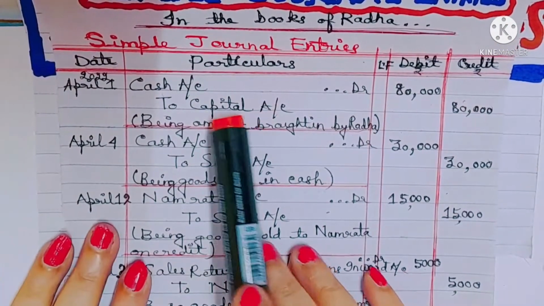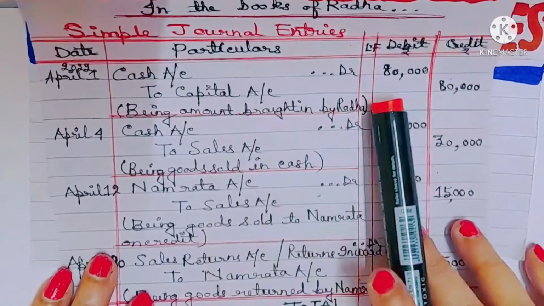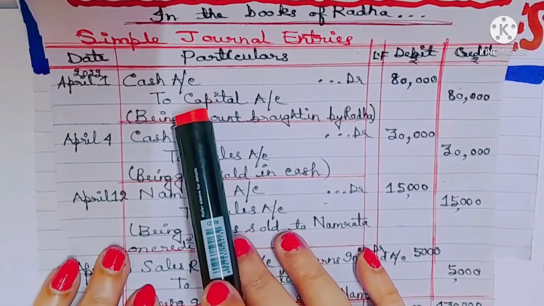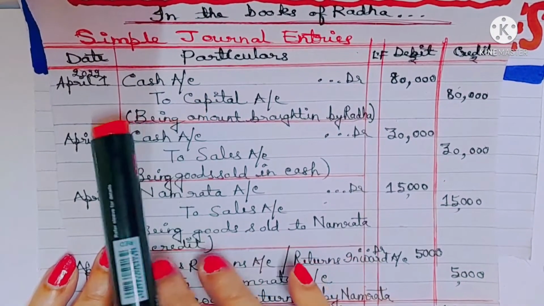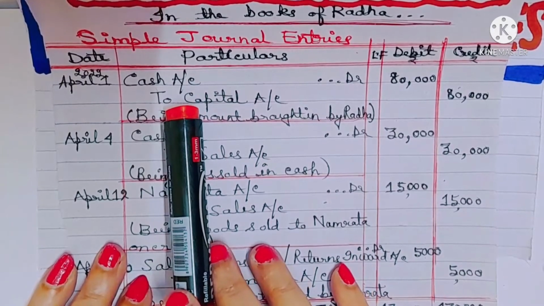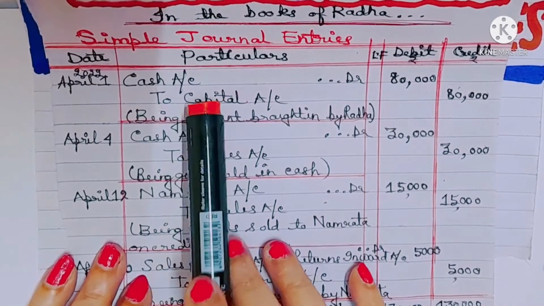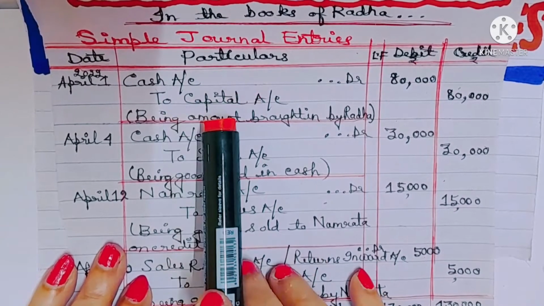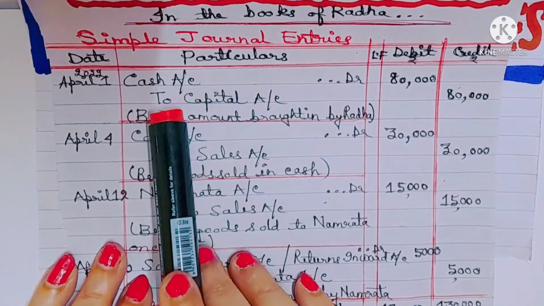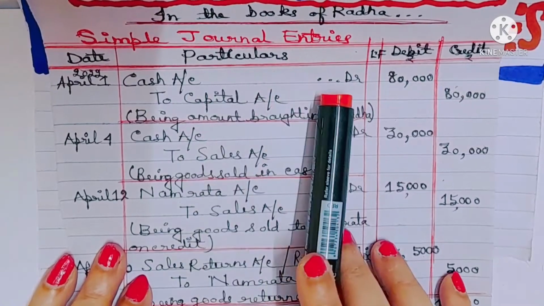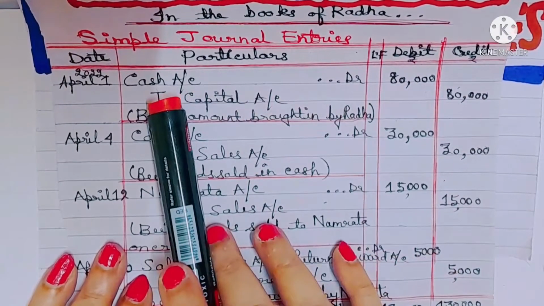I have said before that we always prepare cash account first, because cash account has the most transactions. See, on 1st April, cash account is on the debit side. What is the position of cash account? Cash account is on the debit side. So, capital account will also be on the debit side in the cash account. Understood? What is the amount? 80,000, 1st April. Let's do it.